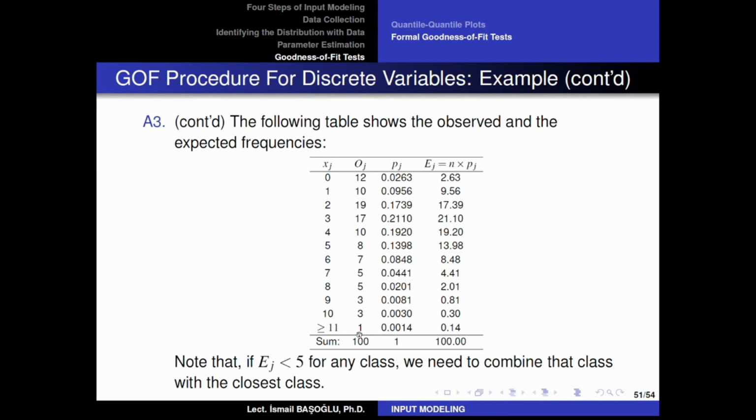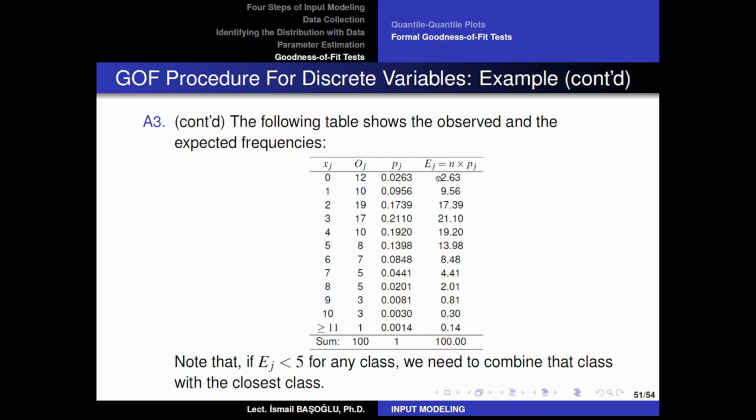So my observed frequencies are here. The probability mass values calculated according to the Poisson distribution are here. When I multiply these values by 100, I get the expected frequencies. These are observed frequencies. Now, remember, there was a warning here. If the expected frequencies are less than 5, we need to combine that class with the closest class.